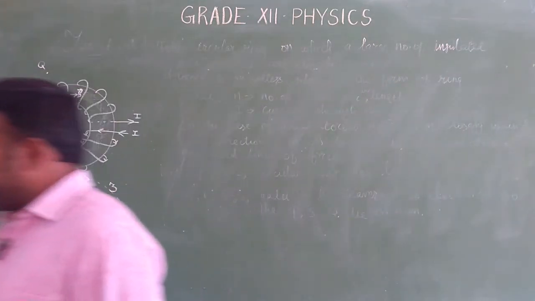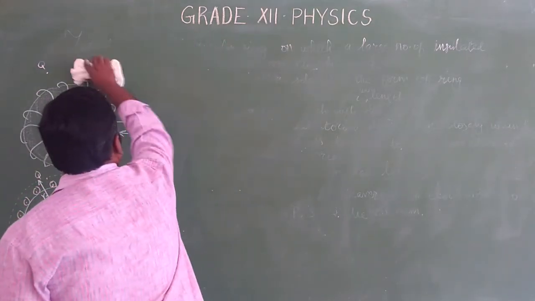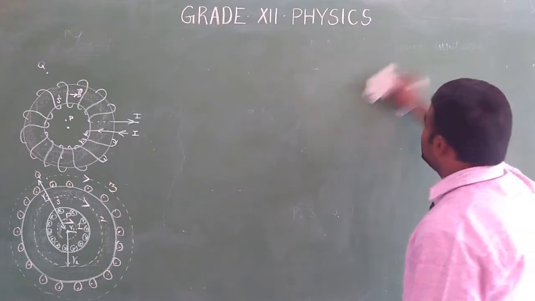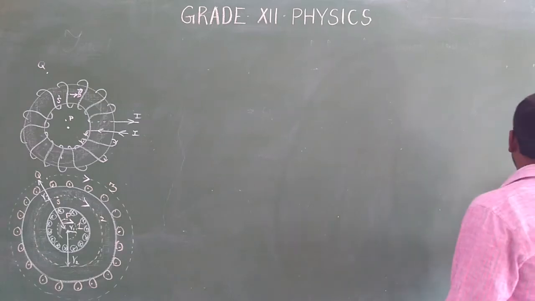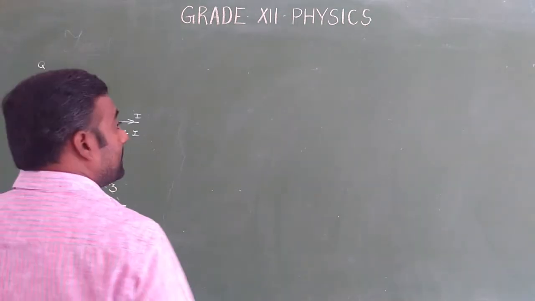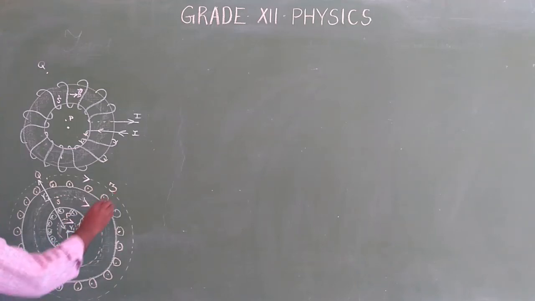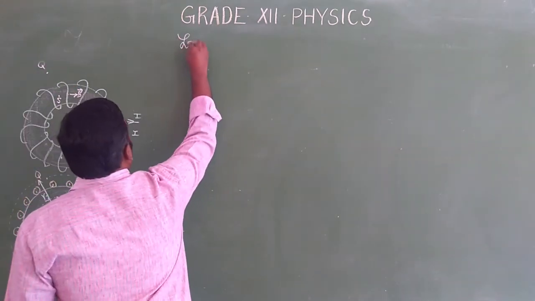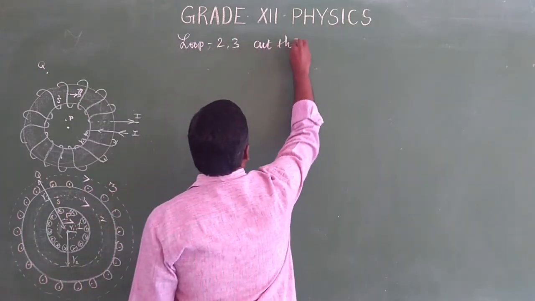How to calculate the magnetic field of an ideal toroid? This diagram is very important, because based on the diagram only, we are going to calculate the magnetic field. At first, listen: this is loop 2 and loop 3. Both loop 2 and loop 3 cut the toroid.